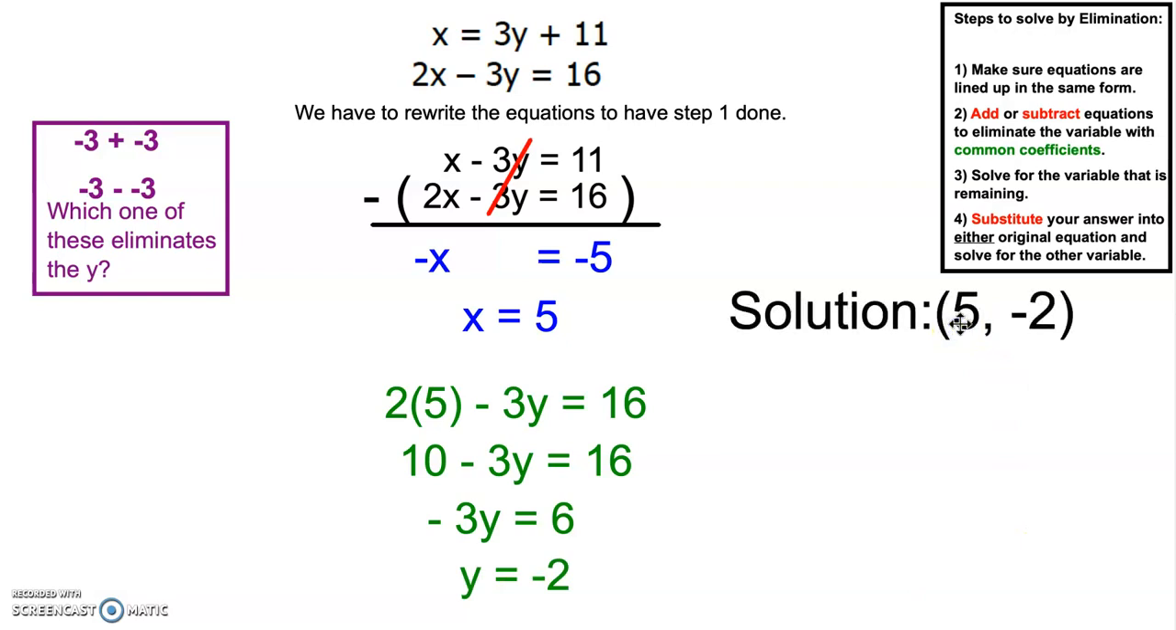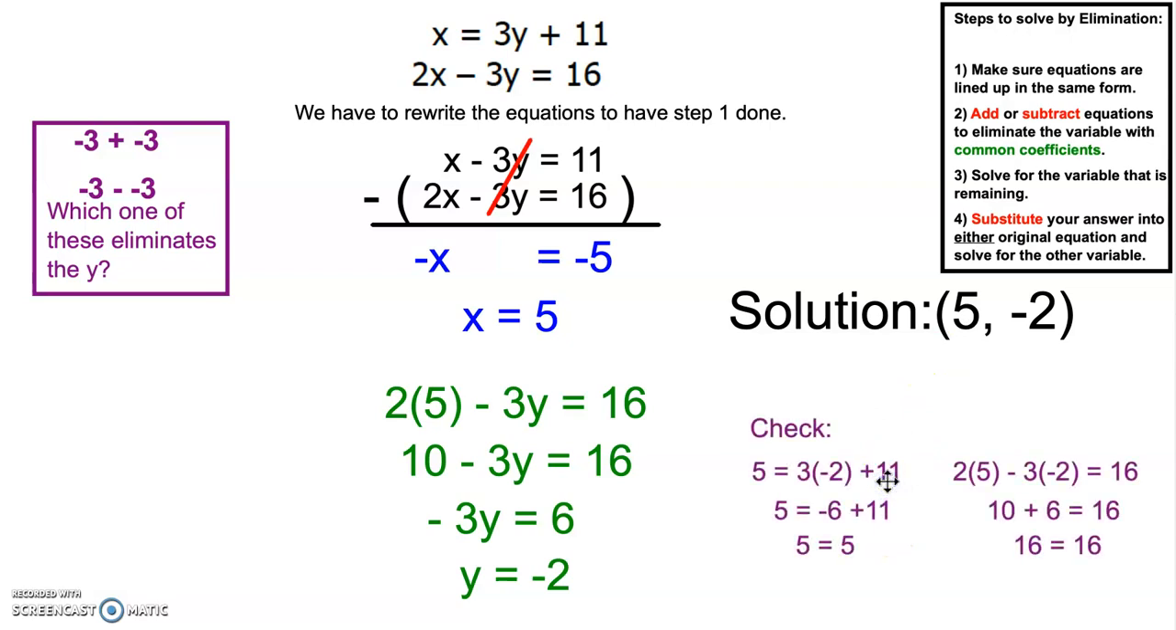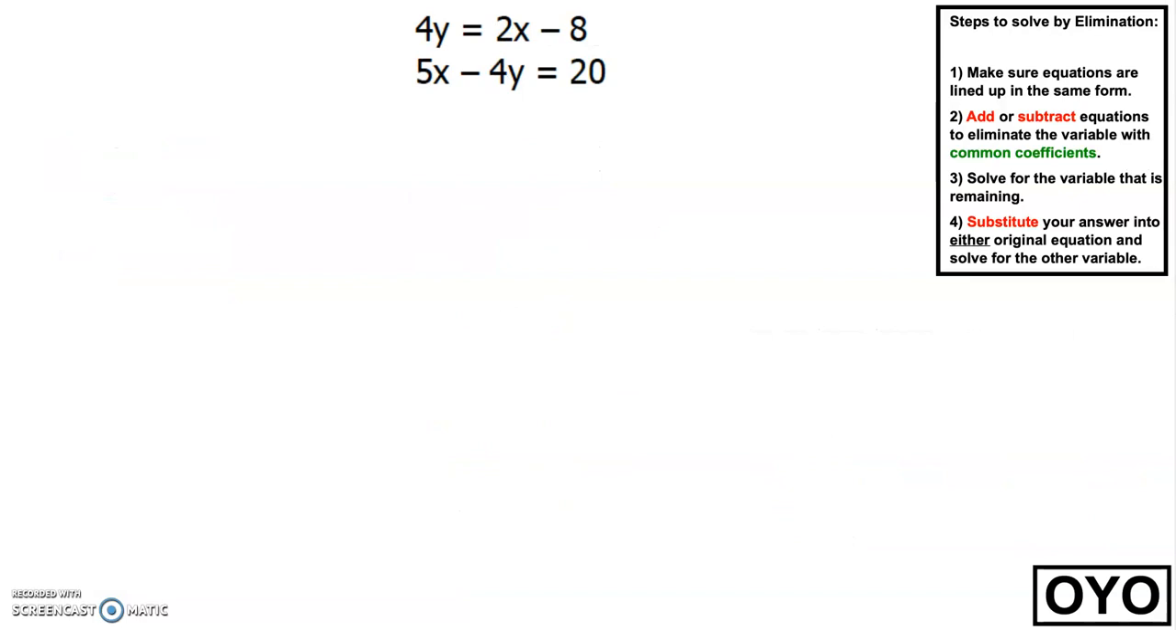So our solution should be positive 5, -2. And when we check our work, we do get true statements. So that indicates to us that we did it correctly. All right, we have a few more on your own problems.